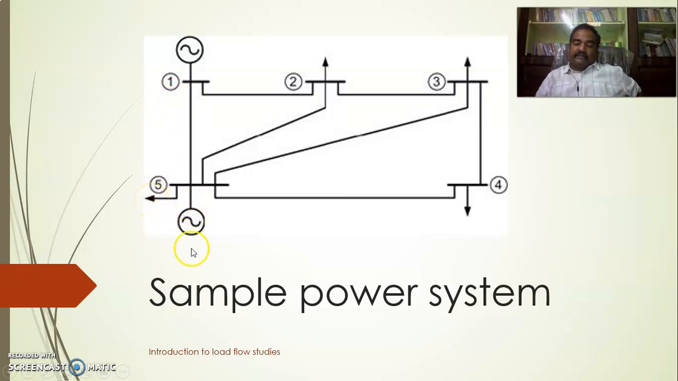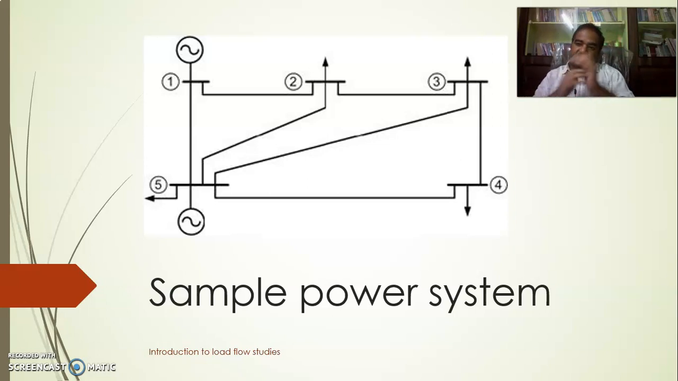But since it is connected to a generator, bus number 5 will be treated as a generator bus. And bus number 1 will also be treated as a generator bus. So the remaining buses 2, 3, 4 will be considered load buses. From the single line diagram, we can conclude that if a generator is connected, it is considered a generator bus, and if a generator is not connected, it is called a load bus.